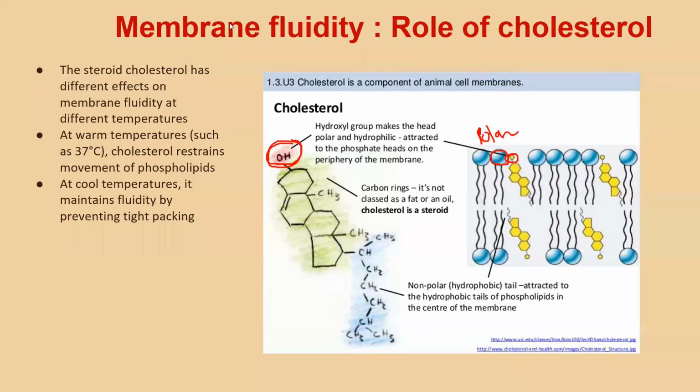Friends, you only look into this. This is what, friends? The tail of the cholesterol. You only look into the picture. The tail of the cholesterol is associated with the tail of the plasma membrane. I hope you are following my words. Head of the cholesterol is associated with the head of the plasma membrane. Tail of the cholesterol is associated with the tail of the lipid. So that is how, friends, cholesterol can easily be embedded within the plasma membrane.